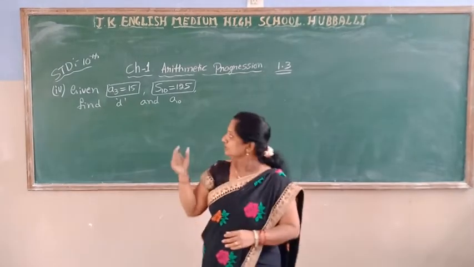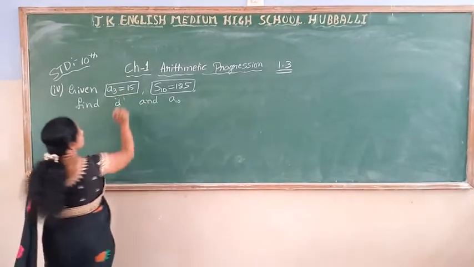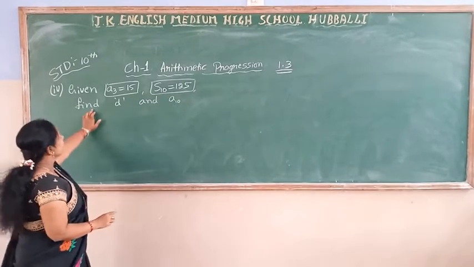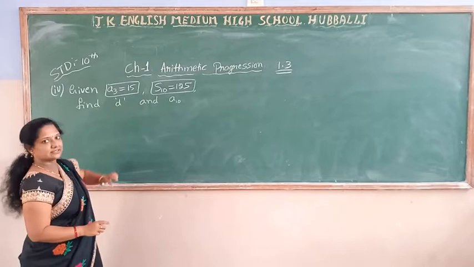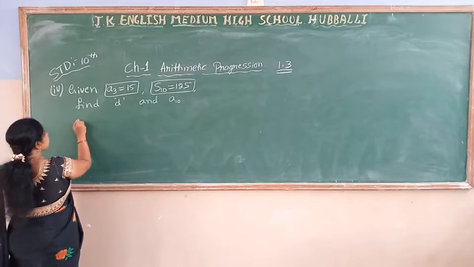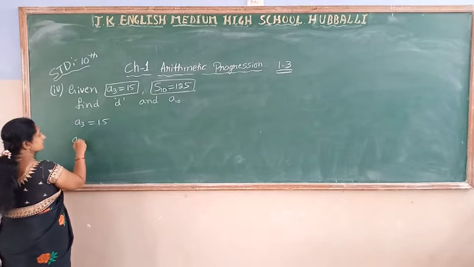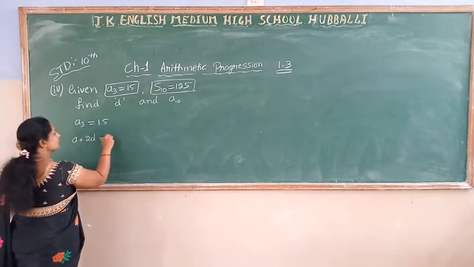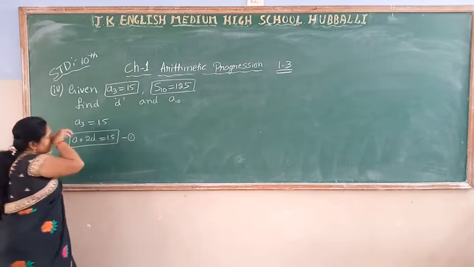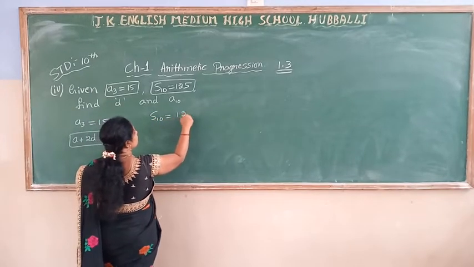Next we will continue with the fourth question in this sum. They have given the third term is equal to 15, the sum of 10 terms is equal to 125, and we have to find d and the 10th term. So I can write the third term as a plus 2d is equal to 15. Call this equation 1. Now consider what they gave in the question, that is S10 is equal to 125.